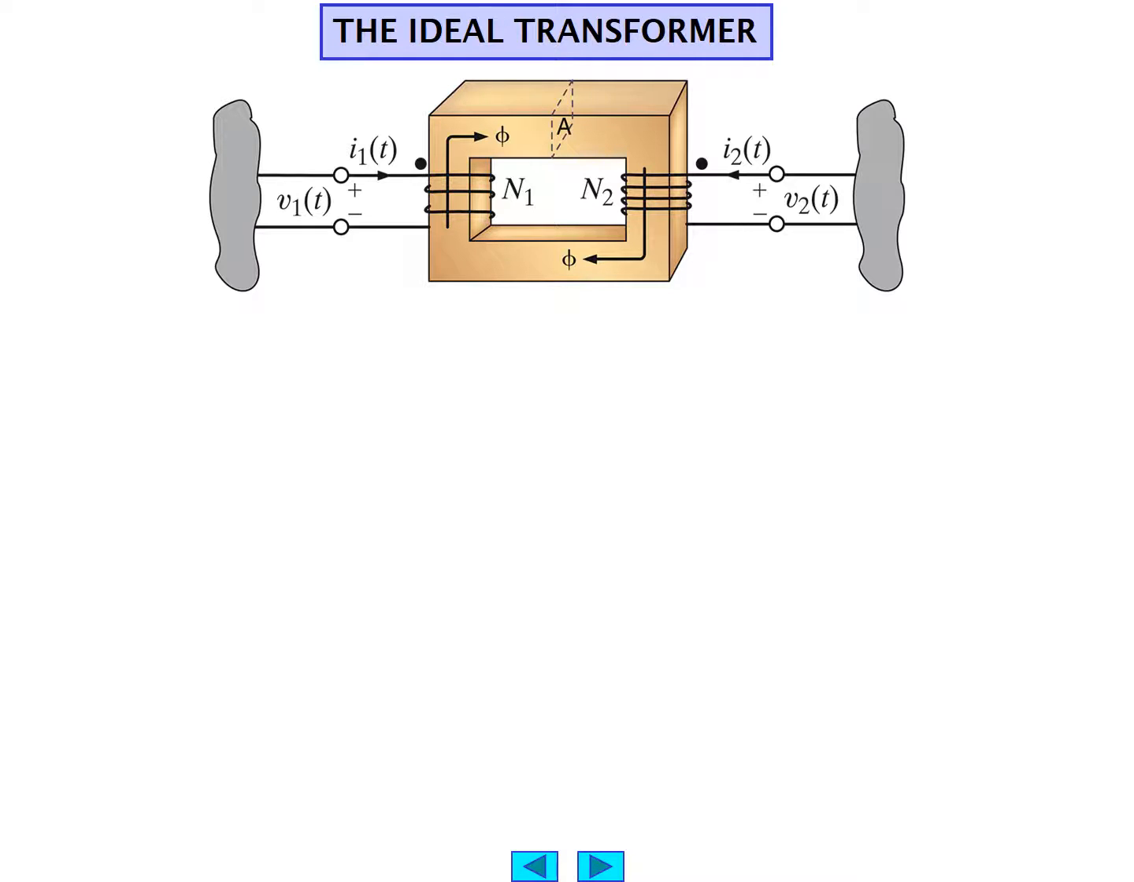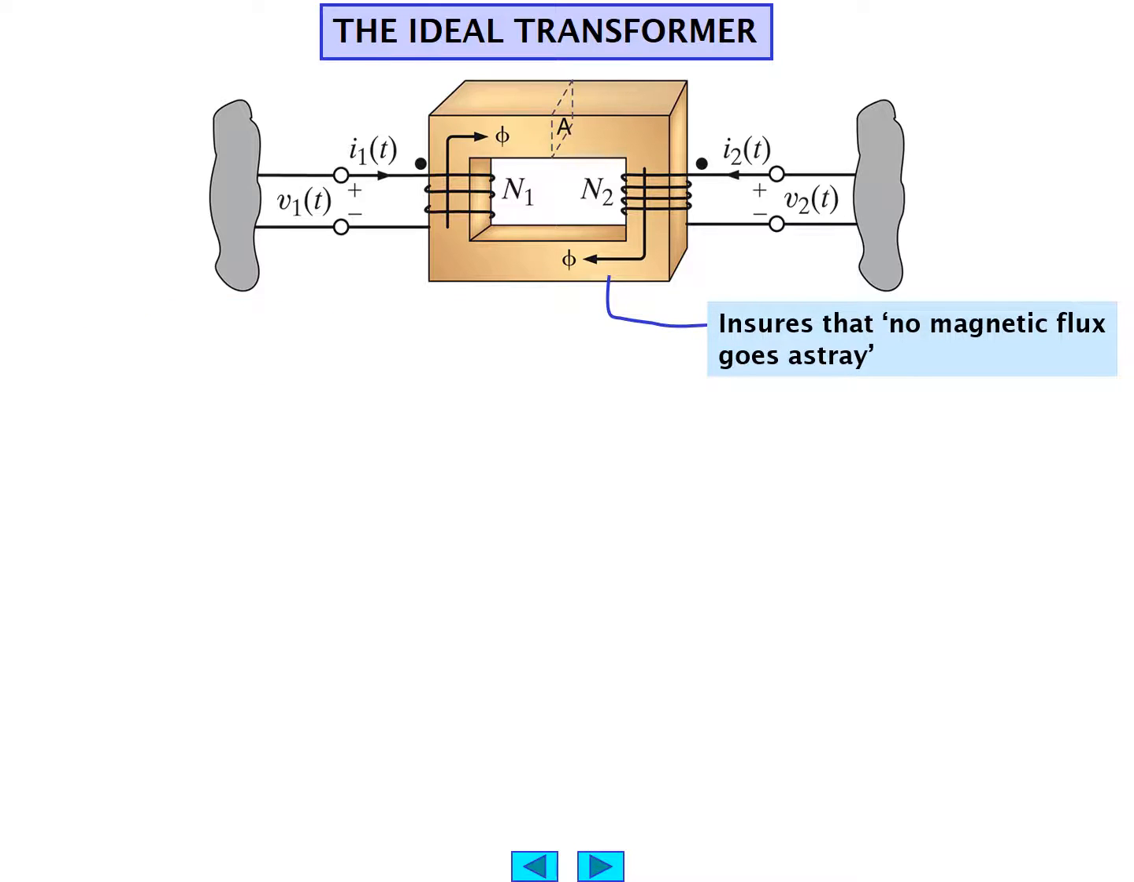And notice the dot notation. As we learned in the earlier sections, the dots indicate the direction of current flow to be in the same direction as that of the induced voltages. For example, I1 flows in, and so does V1 of t have its positive terminal where it flows in. And likewise, V2 of t has its positive terminal where I2 of t flows in, and the dot indicates that.